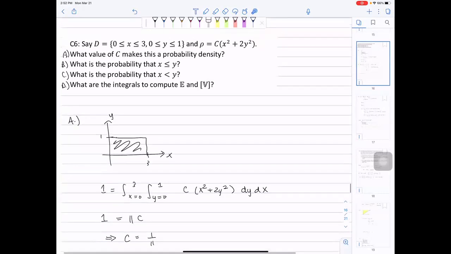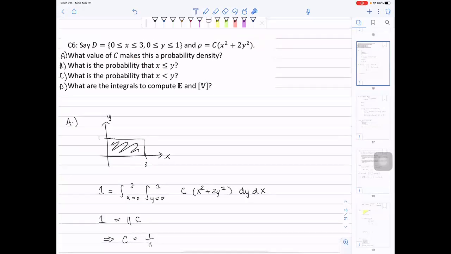Okay, part B says, what is the probability that x is less than or equal to y? So what does it mean for x to be less than or equal to y? It means that if we drew this line, this is our y equals x line. If y is greater than or equal to x, should I shade the top half or the bottom half? Shout it out.